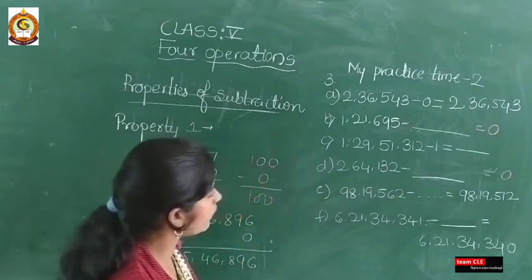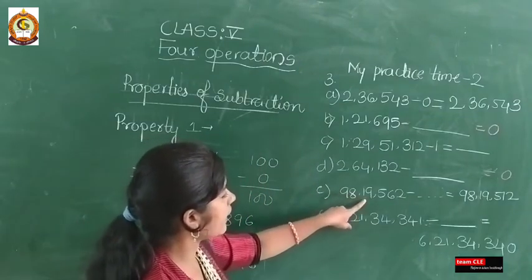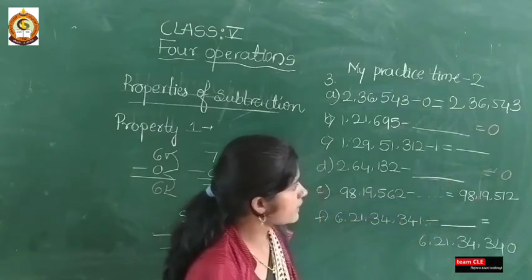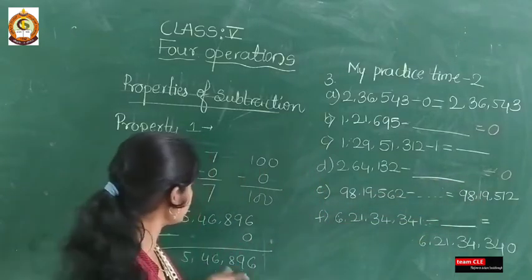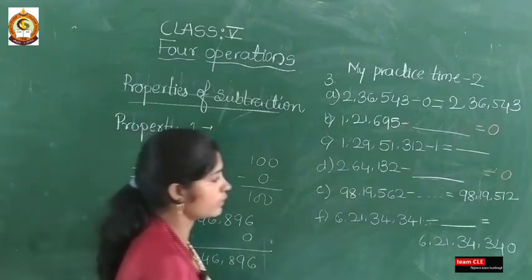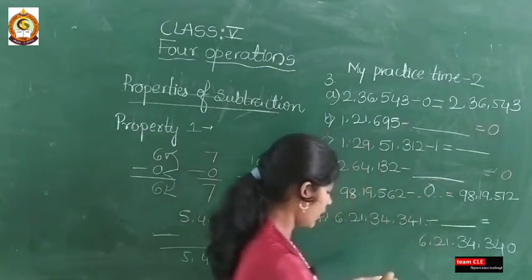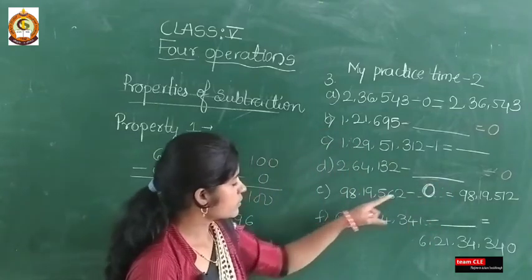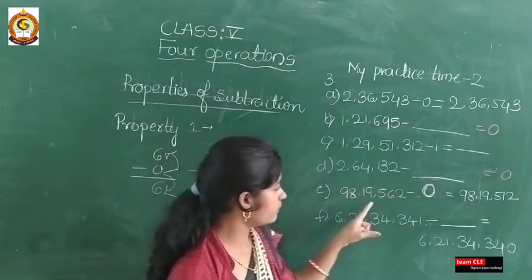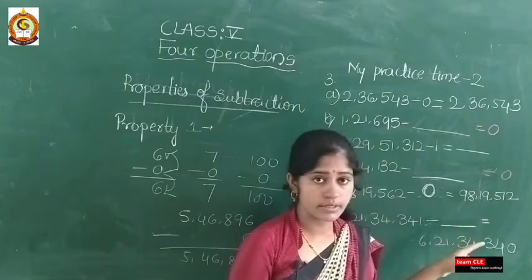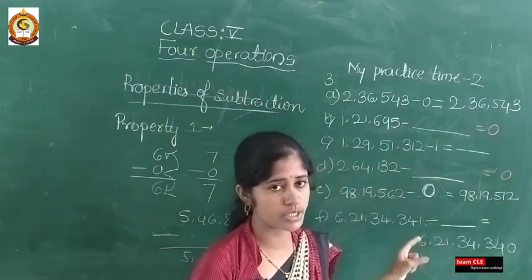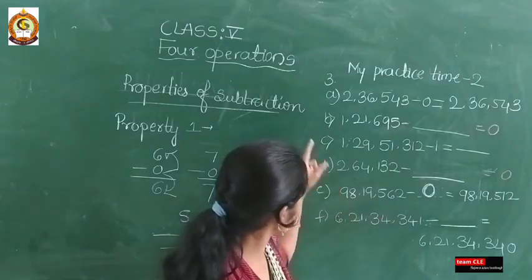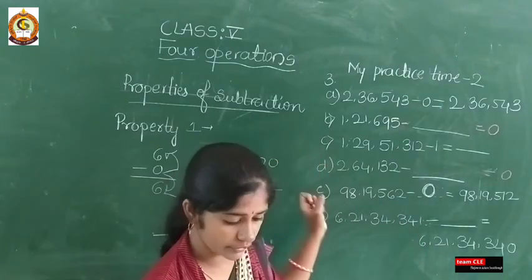Okay, see here, one more is there, 98,19,562. Again here the same answer is there. We are getting the same answer, so what do we have to write here? 0. Why did I write 0 here? Understood? By property 1, when 0 is subtracted from any number, the difference is the number itself. So this is property number 1. Here I have solved 2 examples on property number 1.